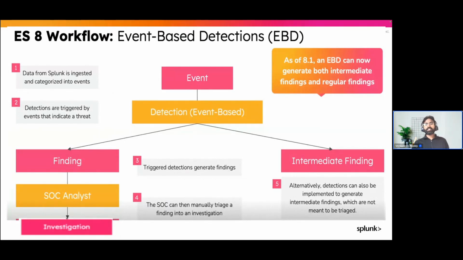intermediate findings are not displayed in the analyst queue for triaging. They have to wait until a certain risk threshold is reached for those intermediate findings to be triggered, and then it will run as a finding-based detection. So now moving on to the finding-based detection.